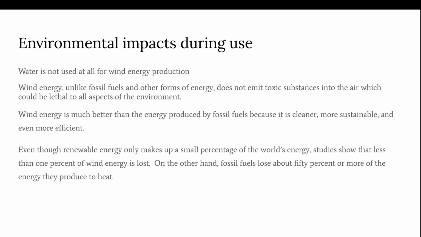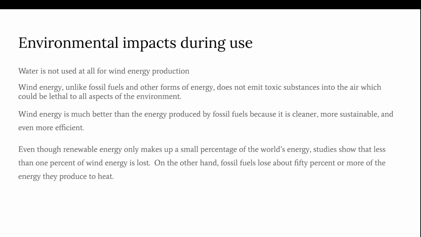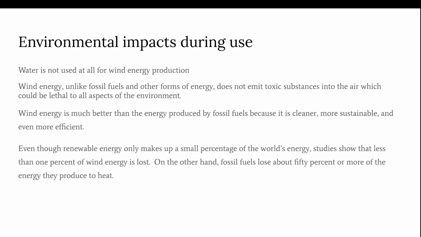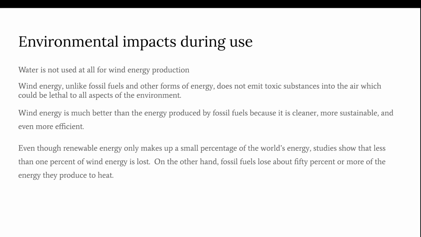So wind turbines have very minimal environmental impacts because they don't release any fossil fuels or toxic substances into the air, which could hurt the environment and cause global warming. And they also don't use any water. So they're one of the most sustainable and environmentally conscious ways of getting energy.